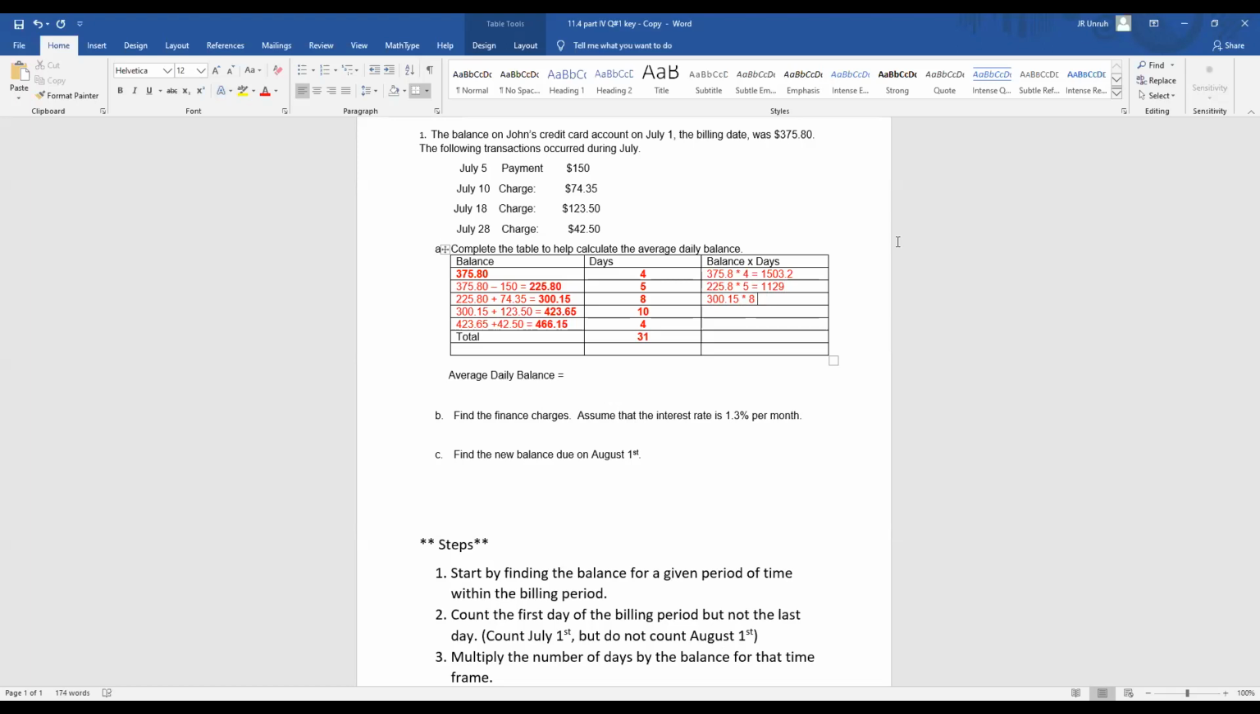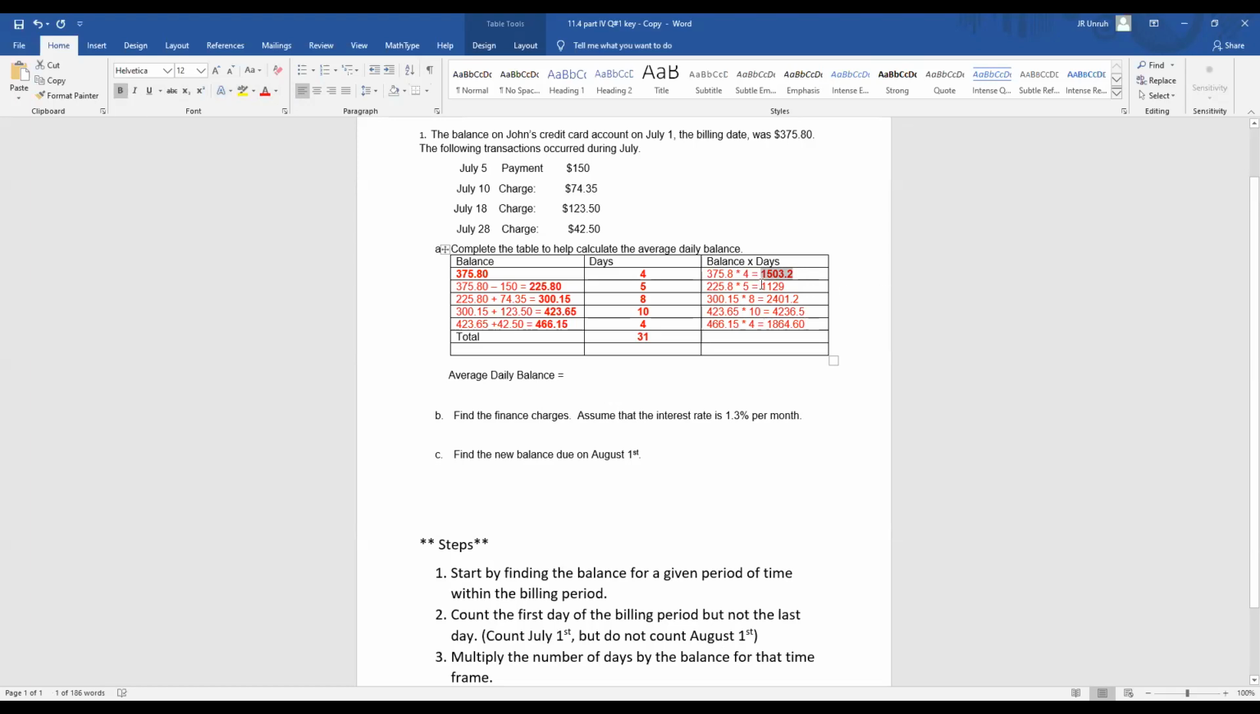And I forgot to put my equal sign in there. I have 2401.2. Come down, I have 423.65. Multiply that times 10 is equal to 4236.5. And then I have 466.15 times 4 days. And the total at this point is $1,864.60. I'm going to highlight all of these at the end here.